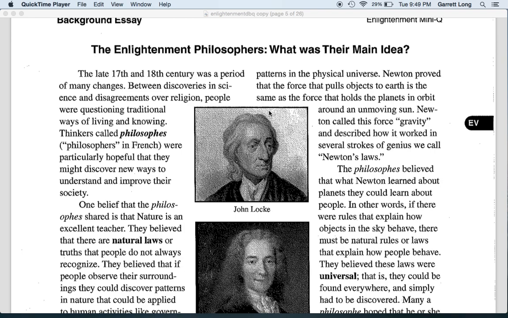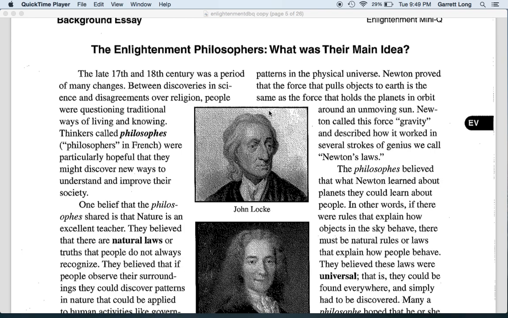Right underneath that, I also want you guys to please write this down in the margins. There are reasons why people act the way they do. So the way a person behaves, there's a reason for that. That's all that means. They believed that these laws were universal. That is, they could be found everywhere.